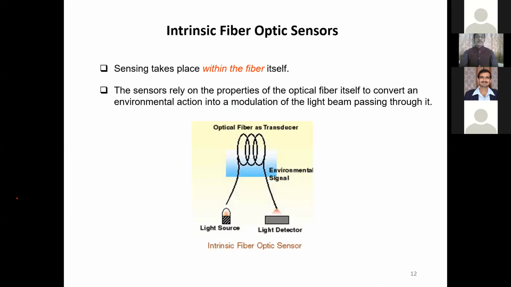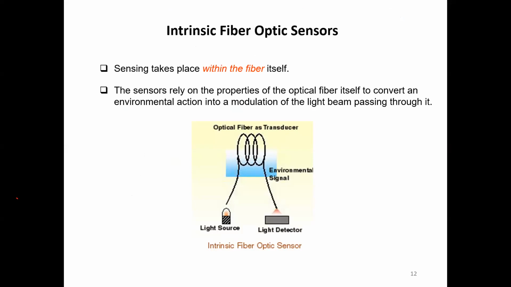So what is an intrinsic sensor? An intrinsic sensor means sensing takes place within the fiber itself. In any kind of fiber optic sensor, we are using fiber, but in some sensors, sensing happens outside the optical fiber. In an intrinsic sensor, the sensing happens within the fiber itself. This sensor relies on the properties of the optical fiber itself to convert an environmental action into a modulation of the light beam passing through it. So if something changes, like temperature or pressure or vibrations, that will change some property inside the optical fiber, and that can be detected by our system. This is an interesting sensor.